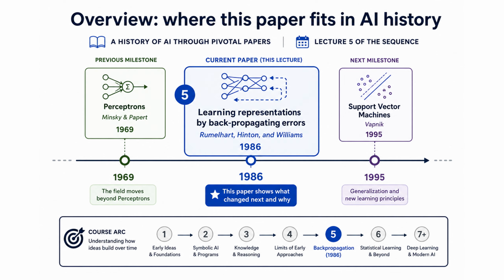The credit assignment problem. Multi-layer neural networks needed a way to decide which hidden weights caused an output error. Backpropagation supplied a practical answer by sending the error signal backward through the network.